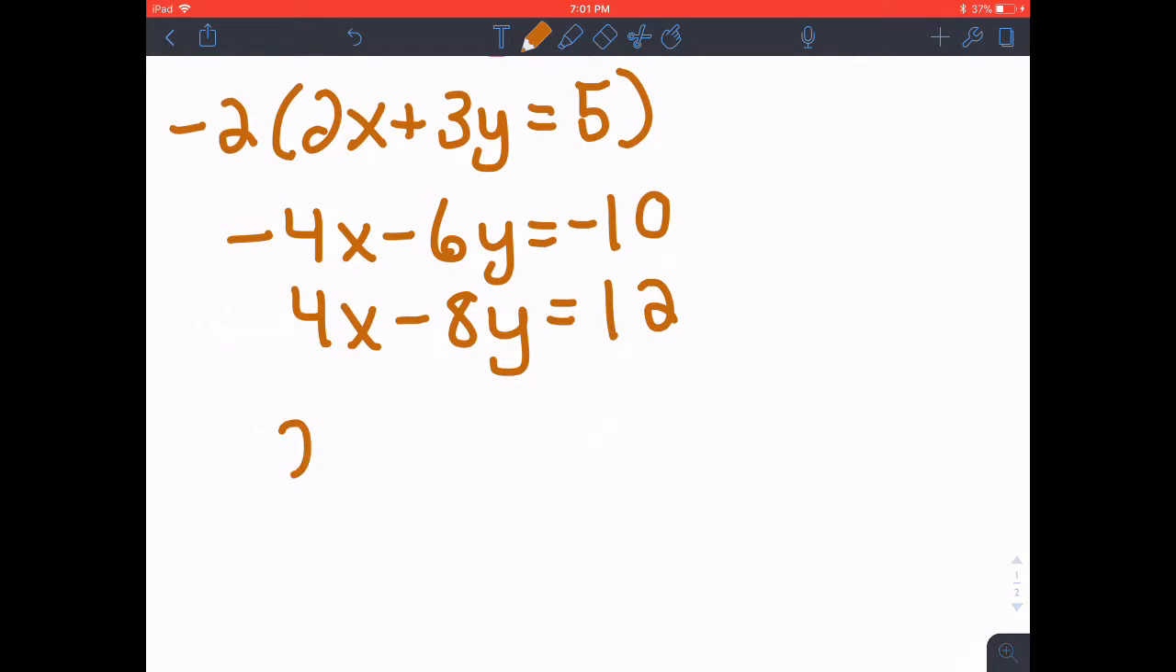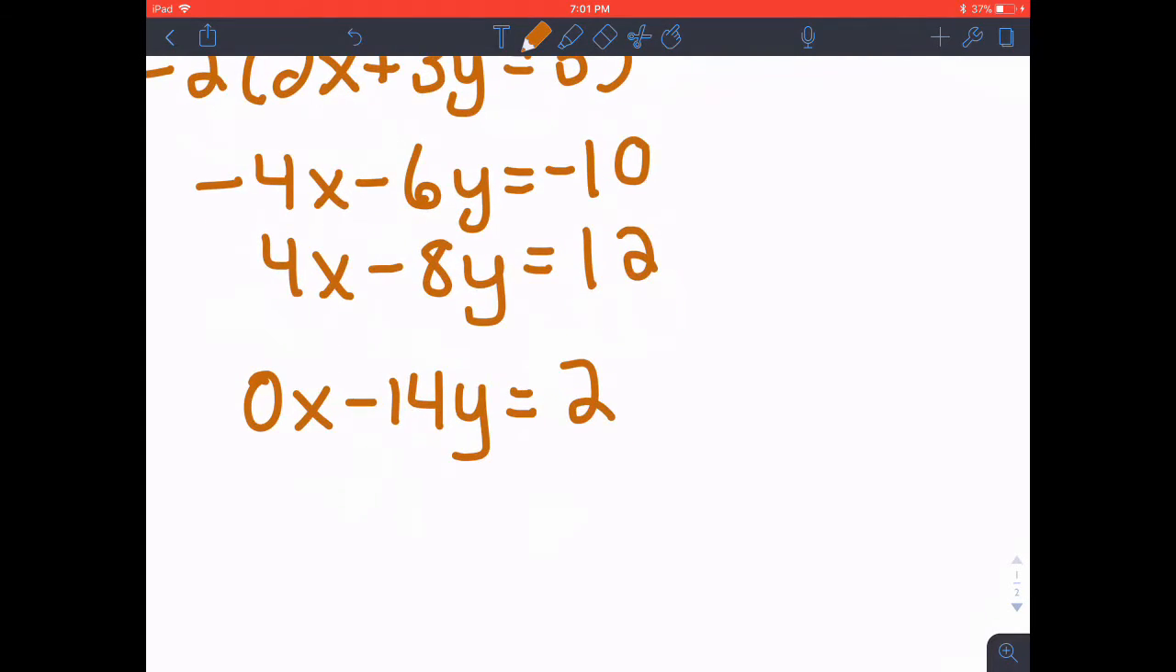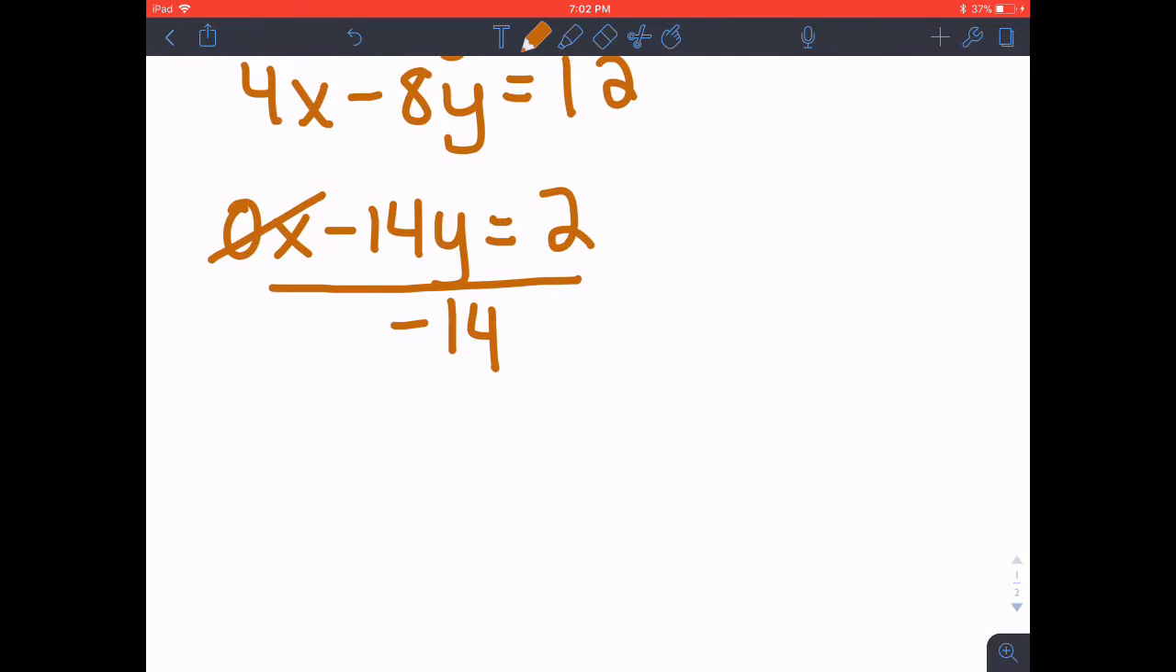So when you do that, as you can see, the 4x and the negative 4x cancel out, and then you get minus 14y equals 2. So now when you solve for y, the 0x is just not there because it's 0. And so you can divide by negative 14, and you get y equals negative 1/7.